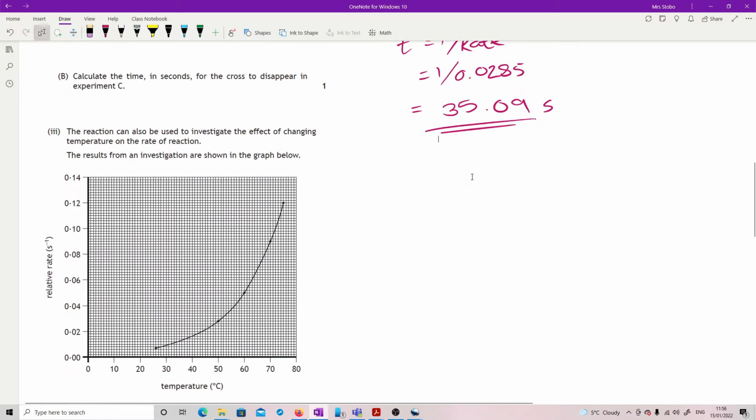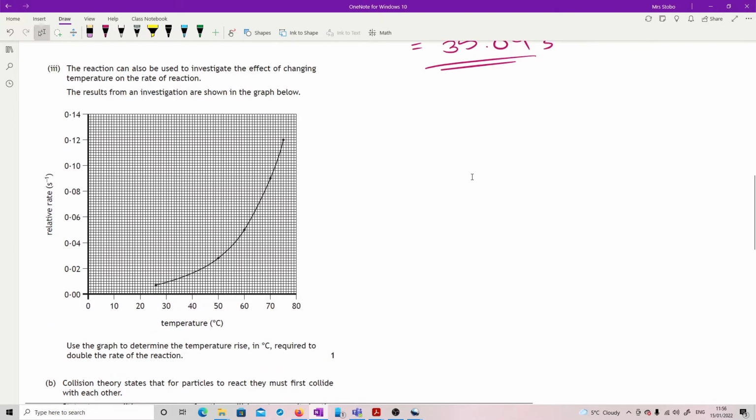Oh no, miss C, sorry. No, we're here. The reaction can also be used to investigate the effect of changing temperature on the rate of reaction. Results from an experiment are shown in the graph below. You should recognise this kind of sweeping increase here. You expect that it doesn't take a vast amount of temperature to give a big increase. Use the graph to determine the temperature rise in degrees C required to double the rate of the reaction.